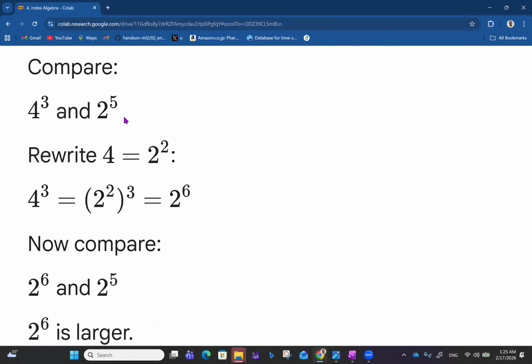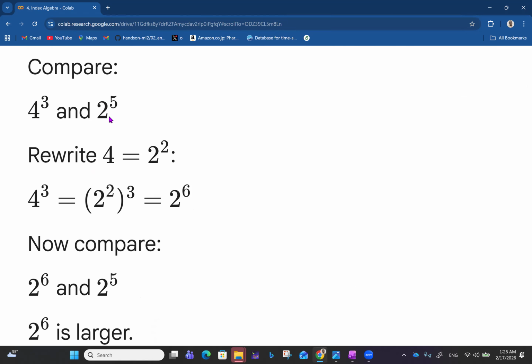So you have to write them to the same base. First of all, we know 4 is 2 raised power 2. That means 4 raised power 3 is 2 raised power 2 raised power 3, which is 2 raised power 6. And that's clearly bigger than 2 raised power 5. So 2 raised power 6 and 2 raised power 5 is what we are comparing. That means 2 raised power 6 is larger. So it's either you get the actual expressions and compare, or if you want to use base, make sure the bases are the same, like that.